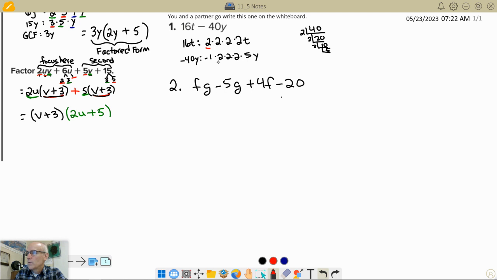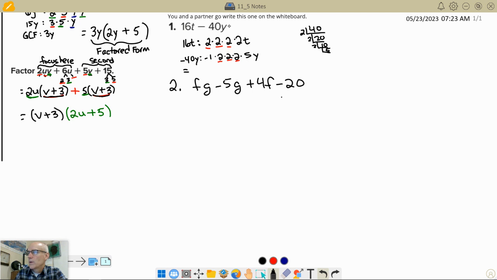So we got 2 and a 2. We got a 2 and a 2. We got a 2 and a 2. So there's 3 factors of 2. Can't grab that other factor of 2 because there's not another factor of 2 down here. There's no factors of 5 up there. There's no factors of y up there. So everything else has to stay with the problem.